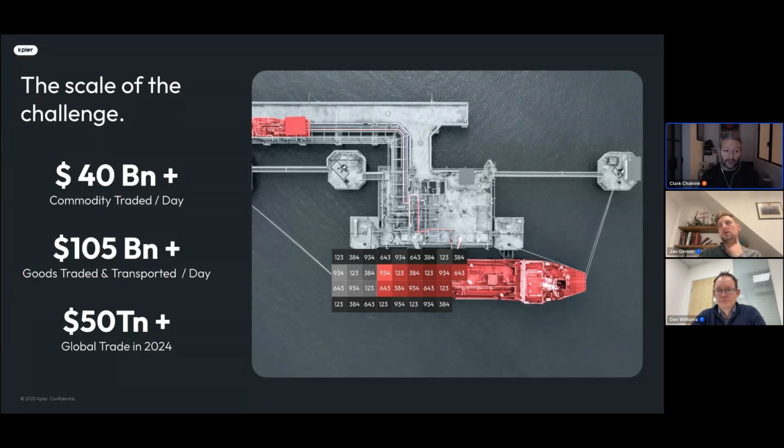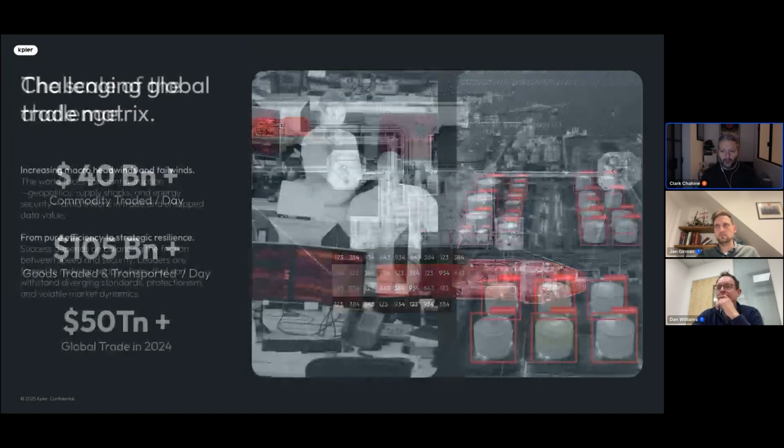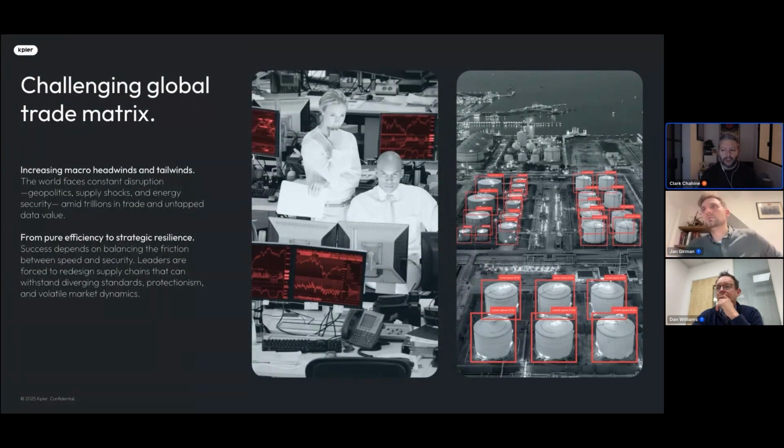We are talking about more than $40 billion of commodity traded per day. That's basically how much volume we see of what I often call liquid money. But the scale of the challenge is massive. And the next key part of this challenge is the volume traded and transported is huge.